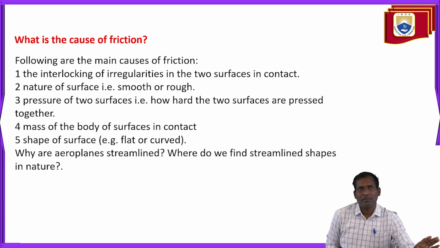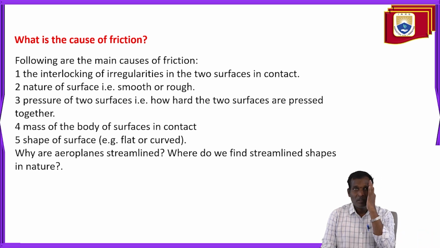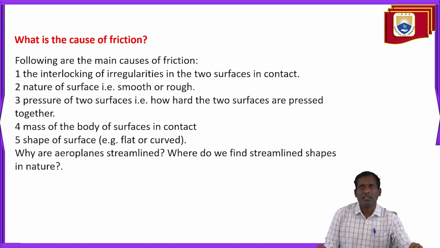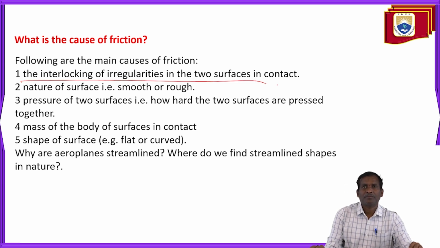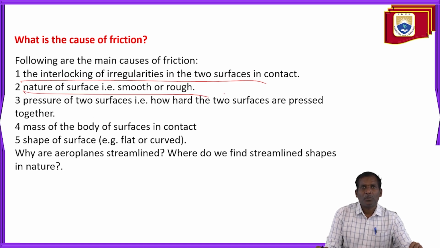Next, what is the cause of friction? Again this question is asked: causes of friction. Many causes are there. You can write 2 or 3 in the examination. Following are the main causes of friction: the interlocking of irregularities in the two surfaces in contact; the nature of the surface, that is, smooth or rough; the pressure on the two surfaces, how hard the two surfaces are pressed together; the mass of the bodies in contact; and the shape of the surface, for example flat or curved.